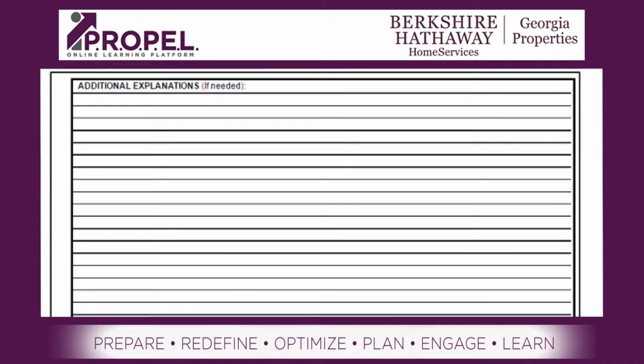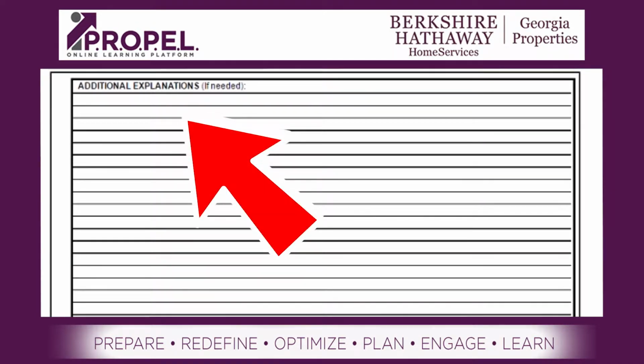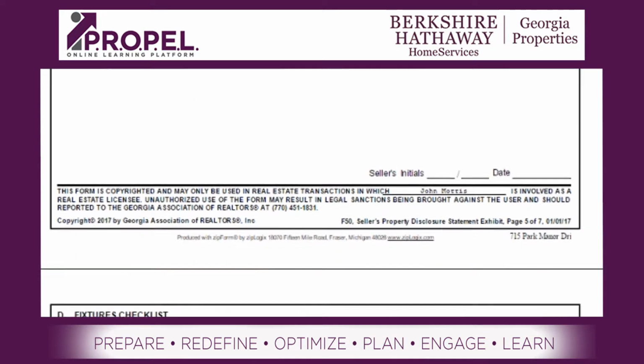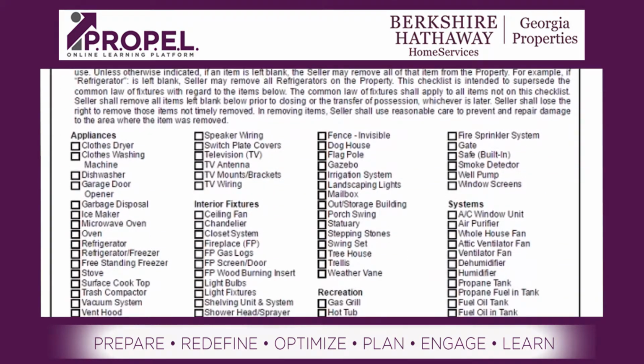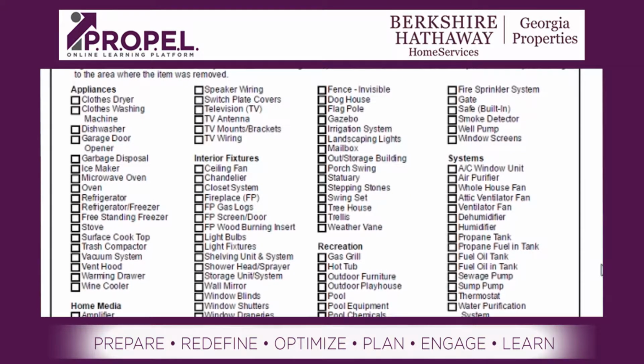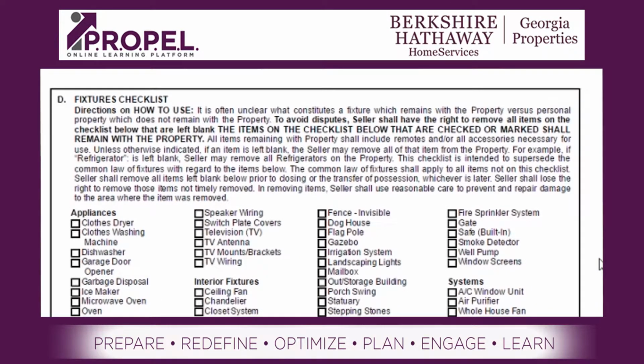Now, if you run out of room for explaining items, or if there's something that they feel they need to mention that was not covered somewhere, you've got a page on the back for additional explanations, anything like that. And then a little checklist that shows what's included. Now look at the top of the paragraph above these check boxes, and it talks about fixtures. Make sure you only mark the fixtures that are staying with the property.